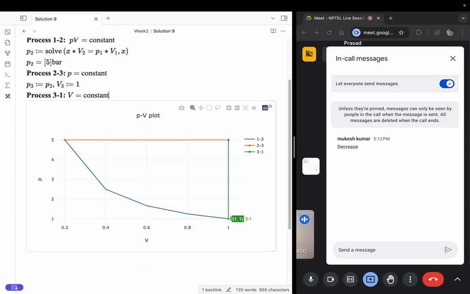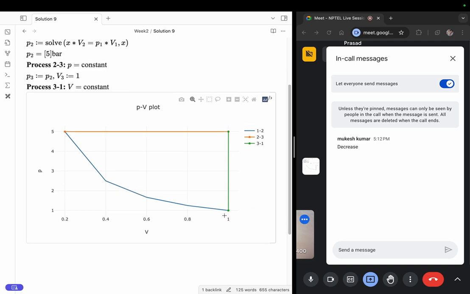The last process is a constant volume process, and you don't even have to solve this. So initially you went from point 1 to this particular case. Next you went through a constant pressure process. After that it is a constant volume process, but you don't have to solve this because you know it is a cyclic process. The final state should be the same as your initial state, so you should reach the point where you started from. So you don't have to calculate separately for that.